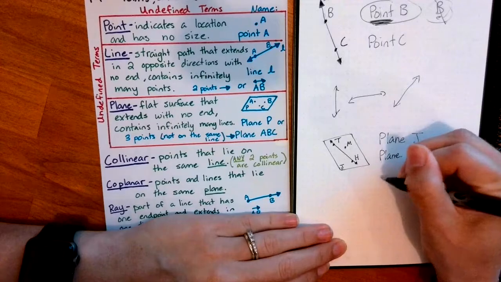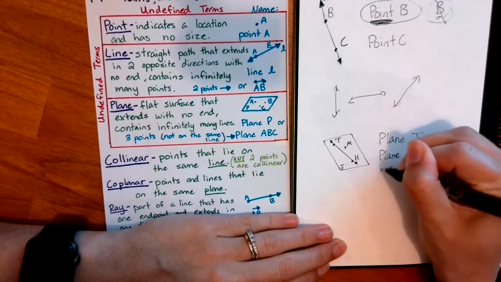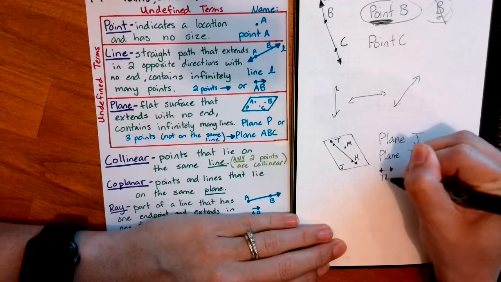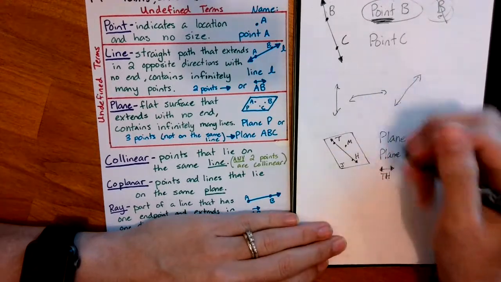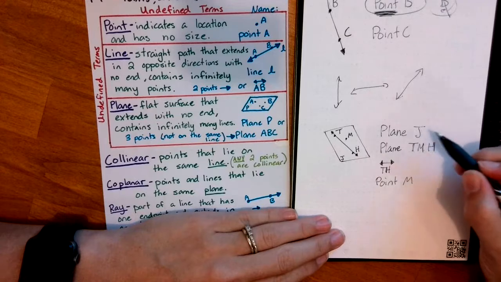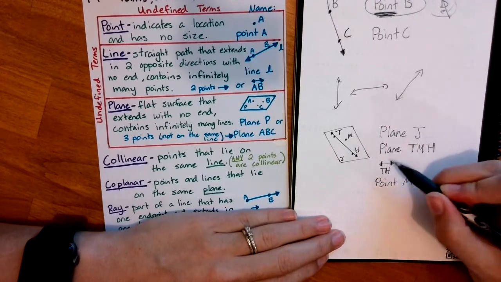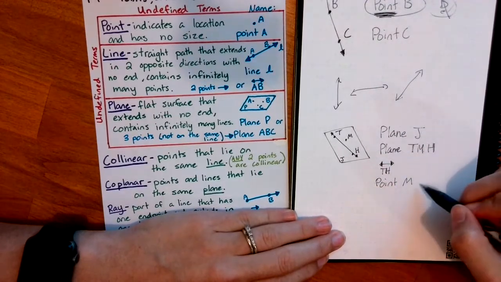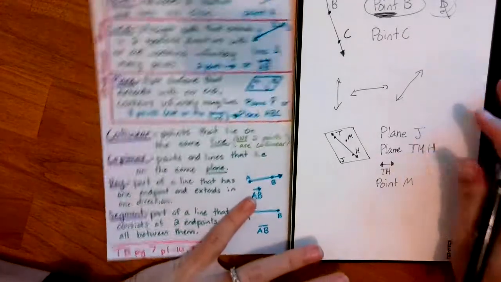And I could have line TH. And I could even point out point M on here. Remember, each one of these is very specific about what it is. It's not just random letters written out, okay? So keep that in mind.